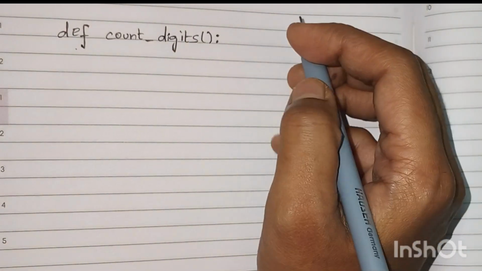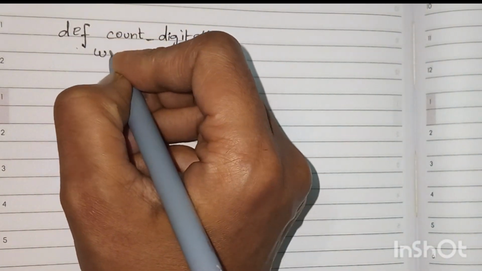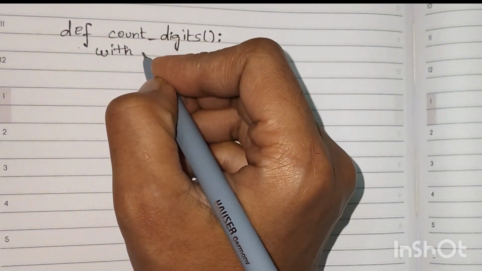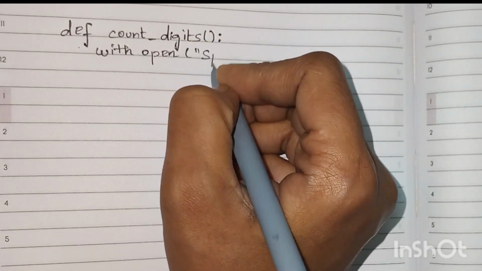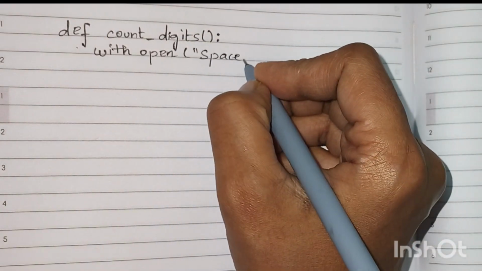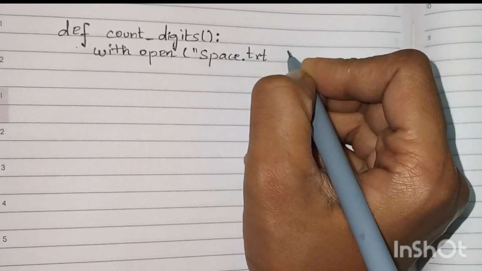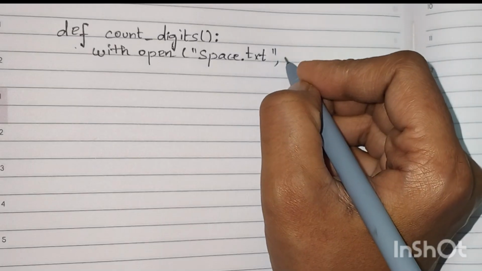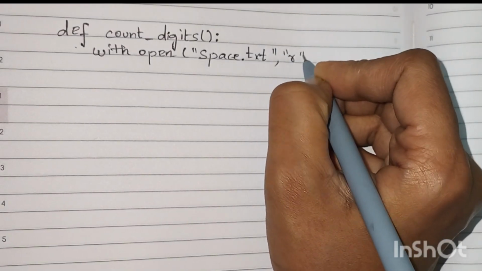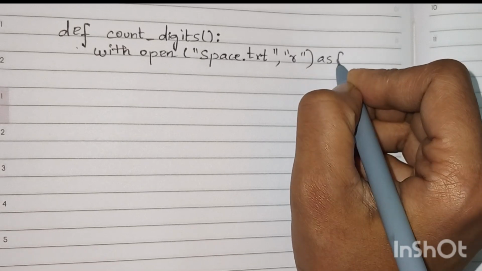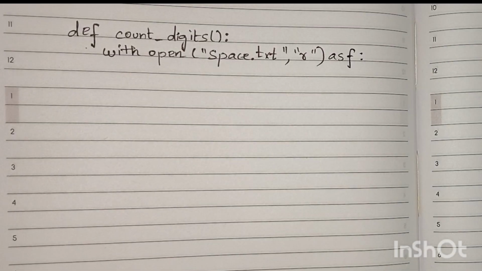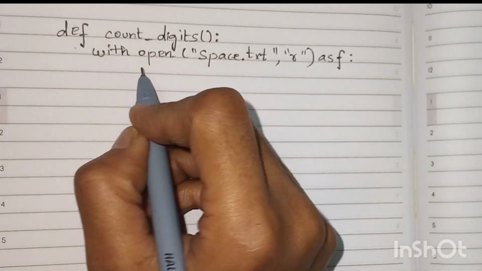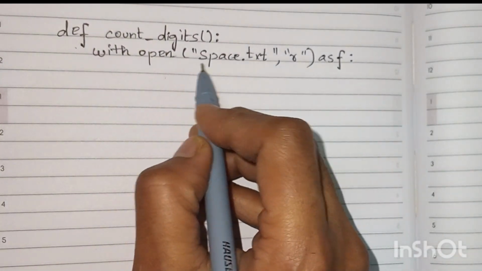So for that, what I'm going to use is with open. With open and file name. File name is space.txt, and let me explain this after writing this line, as f. Okay, so here with open is used for safe file handling, and open means it opens the file. Then space.txt is the file name.